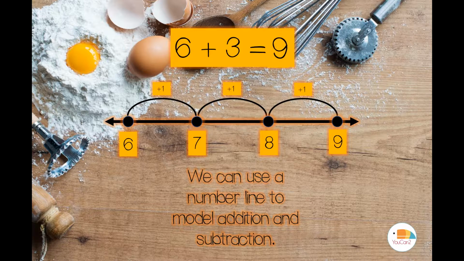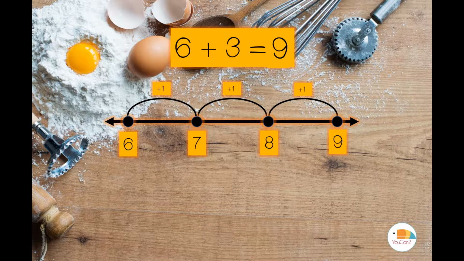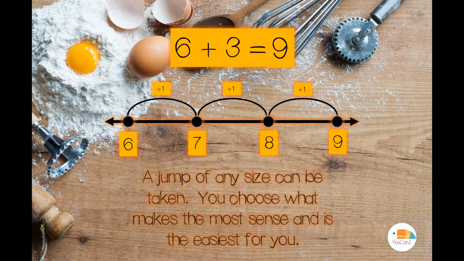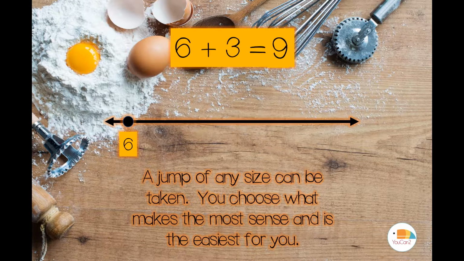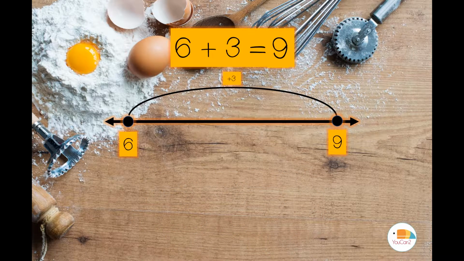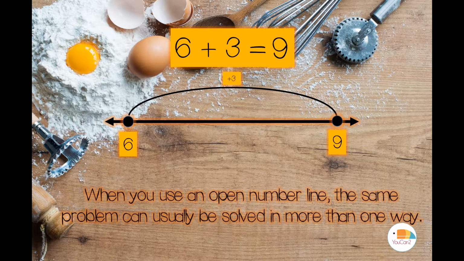But you know what the cool thing is? You can make jumps of any size and it'll work. I could do 3 jumps of 1 like in the last one, or I could do just one big jump of 3 and it would still get me to the same sum, 9. You're going to choose the jump that makes the most sense for you and is the easiest for you.